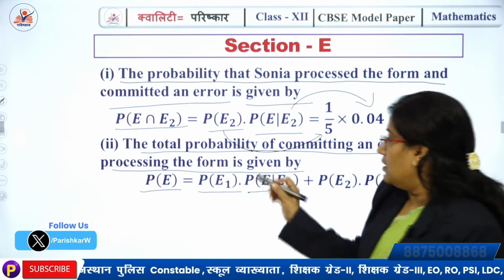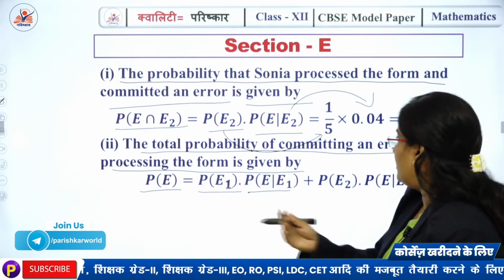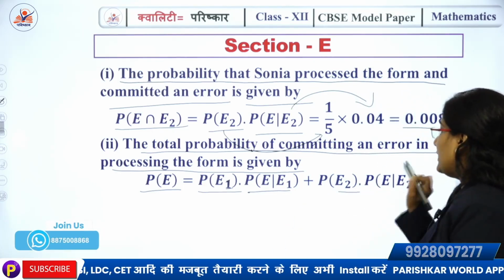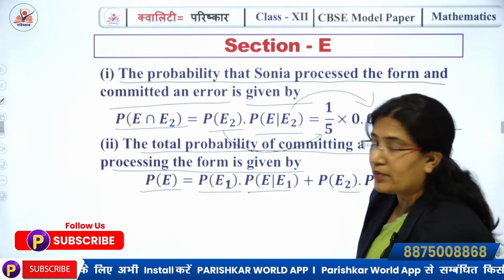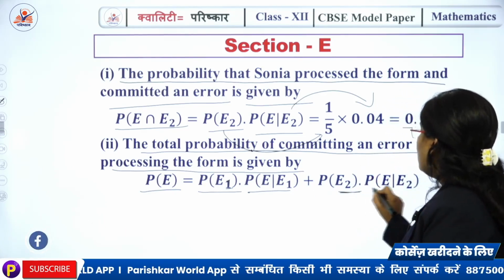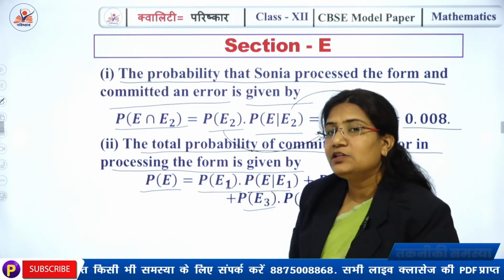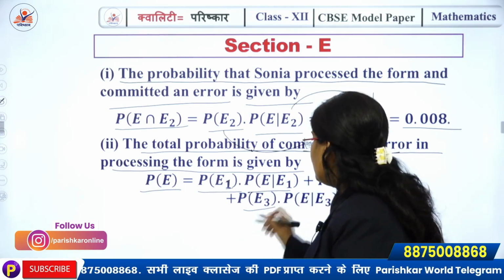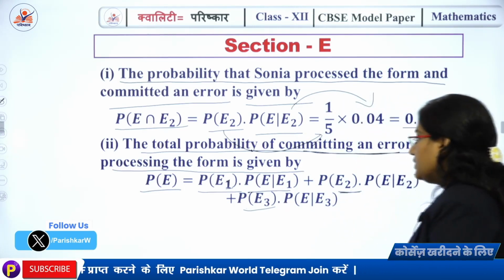means हमने जो जयंत ने जो फॉर्म को प्रोसेस किया है उसकी प्रोबेबिलिटी एरर कमिट करने की, प्लस प्रोबेबिलिटी ऑफ E2 बाय E, दैट मीन्स सोनिया ने जो फॉर्म्स को प्रोसेस किया है उसकी एरर करने की जो प्रोबेबिलिटी, और प्लस थर्ड जो पार्ट है अपना वो है E3, दैट मीन्स ऑलिवर ने जो फॉर्म्स को प्रोसेस किया है उसकी एरर कमिट करने की जो प्रोबेबिलिटी है वो, प्लस probability of E3 dot probability of E by E3.